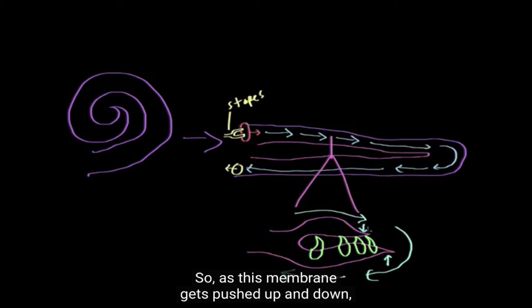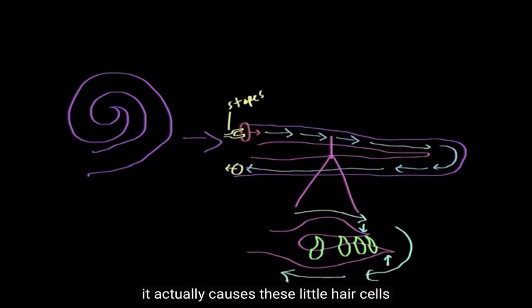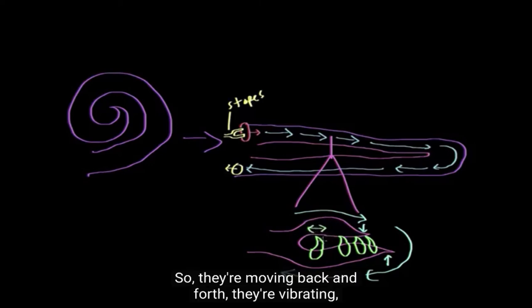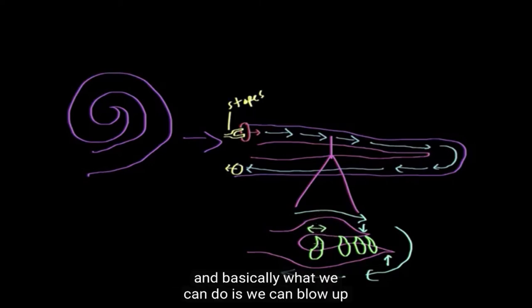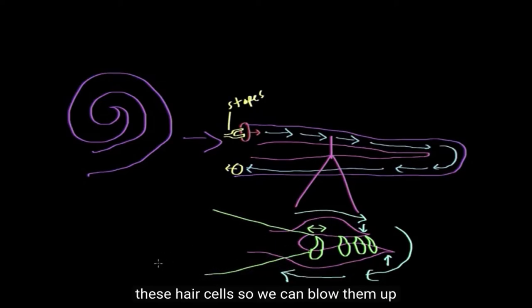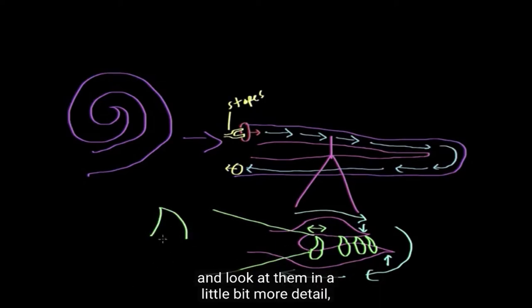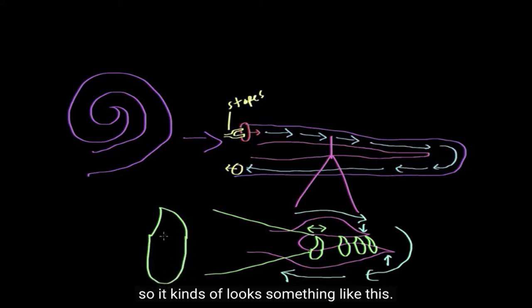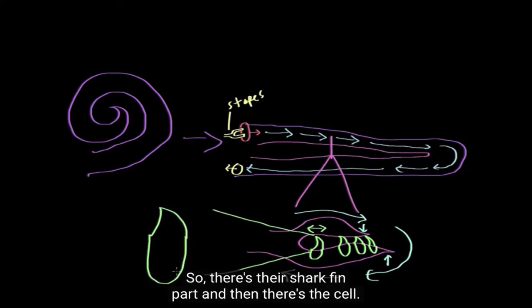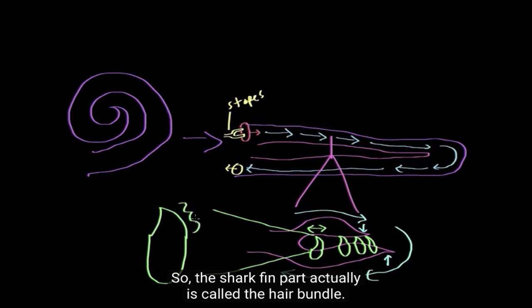As this membrane gets pushed up and down, it causes these little hair cells to move back and forth. They're vibrating, and what we can do is blow these hair cells up and look at them in a little more detail. It looks something like this. There's their shark fin part, and then there's the cell. This shark fin part is called the hair bundle.